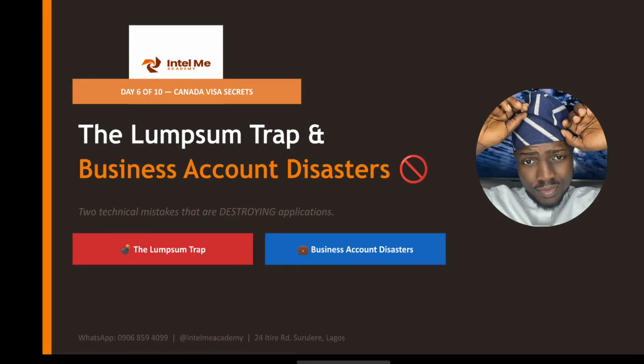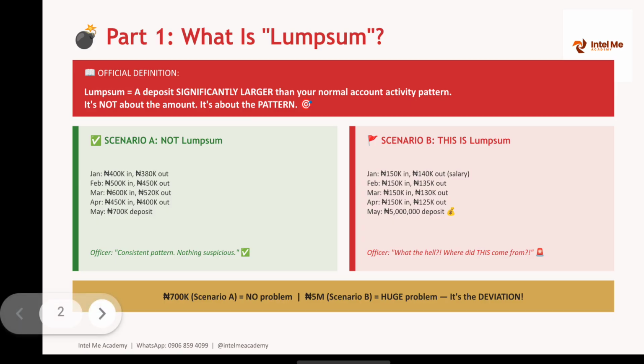So today we'll be talking about the lump sum trap and business account disasters. These are two very common mistakes that a lot of people make with their study visa application. Now, what is lump sum? Lump sum is a deposit that is significantly larger than your normal activity. When you have any transaction that is significantly larger than your normal transactions, it counts as a lump sum. So it's not just about the amount, it's about the pattern.